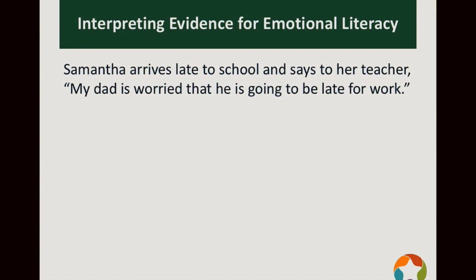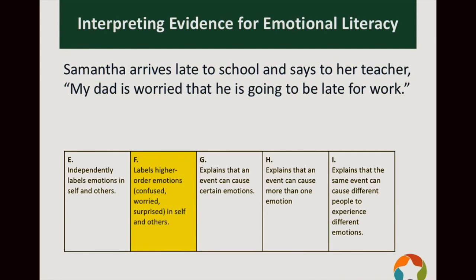Let's do another emotional literacy example. Samantha arrives late to school and says to her teacher, "My dad is worried that he's going to be late for work." What skill is Samantha demonstrating along the emotional literacy construct progression? We've placed that skill at skill step F. It's a higher order emotion.